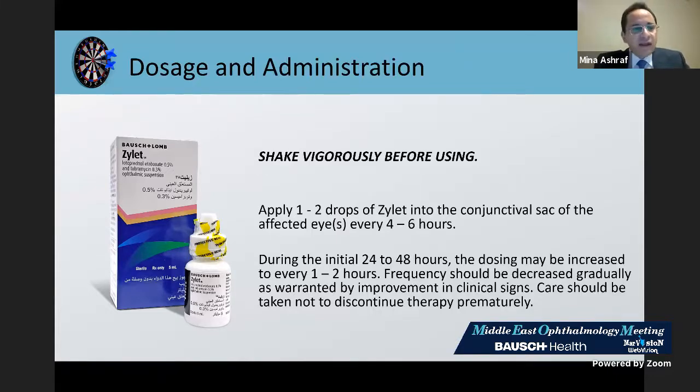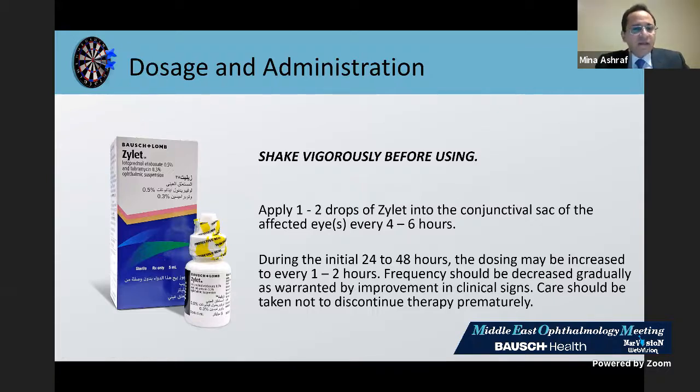With Xylet, we apply 1 to 2 drops of Xylet into the conjunctival sac of the affected eye every 4 to 6 hours. However, during the initial 24 to 48 hours, the dosing may be increased to 1 to 2 drops every 1 to 2 hours. And frequency should be decreased gradually as warranted by improvement in clinical signs, and care should be taken not to discontinue the therapy prematurely.